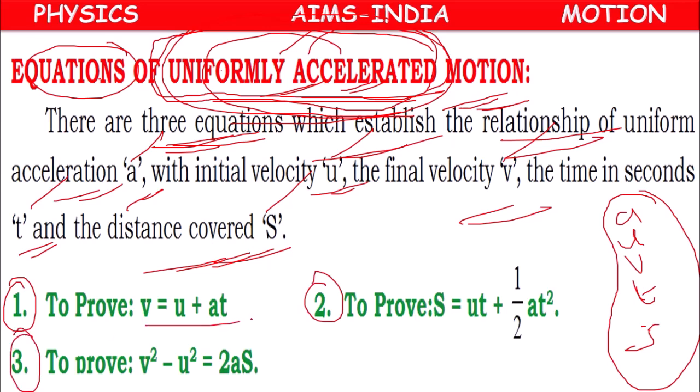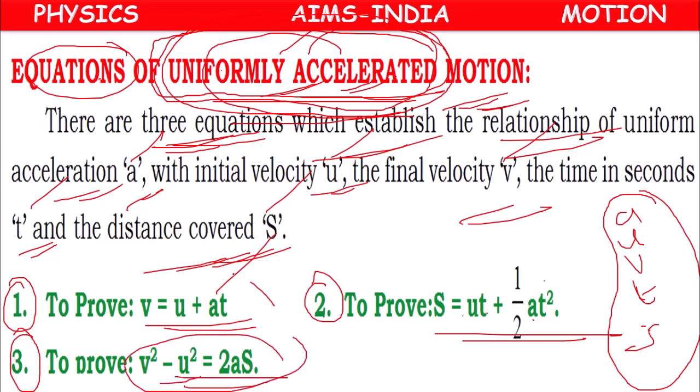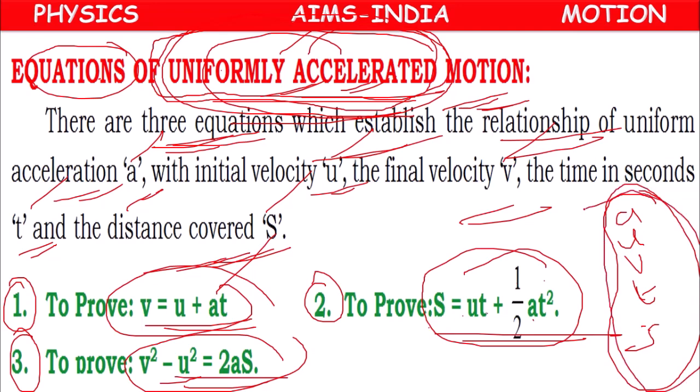One is v equal to u plus at, s equal to ut plus half at square, v square minus u square equal to 2as. We have three equations which are used to find the relation between these five quantities. How we have got these equations, that we will learn in our next video.